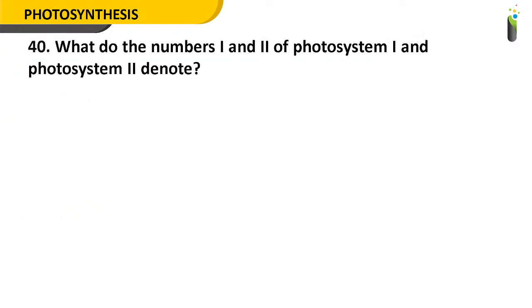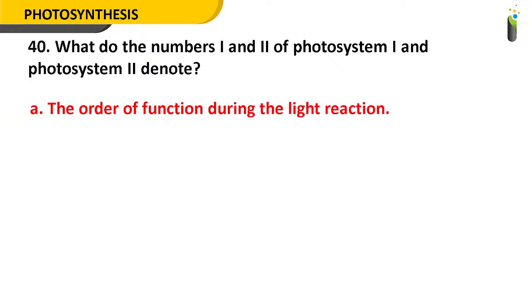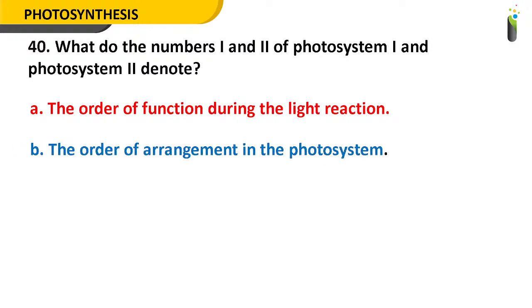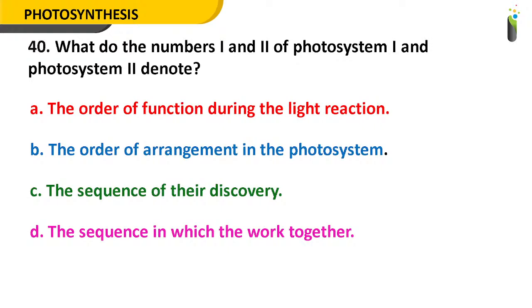Okay, coming to the next question, number 40. What do the numbers 1 and 2 of photosystem 1 and photosystem 2 denote? I repeat, what do the numbers 1 and 2 of photosystem 1 and photosystem 2 denote? A. The order of function during the light reaction. B. The order of arrangement in the photosystem. C. The sequence of their discovery. D. The sequence in which they work together.